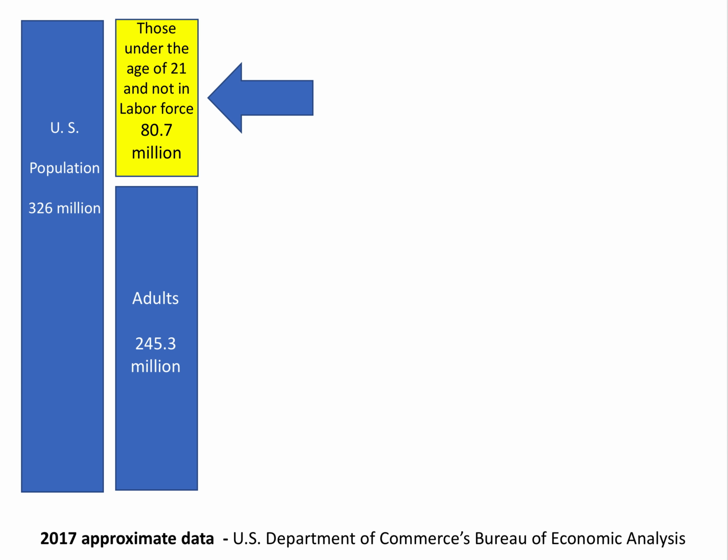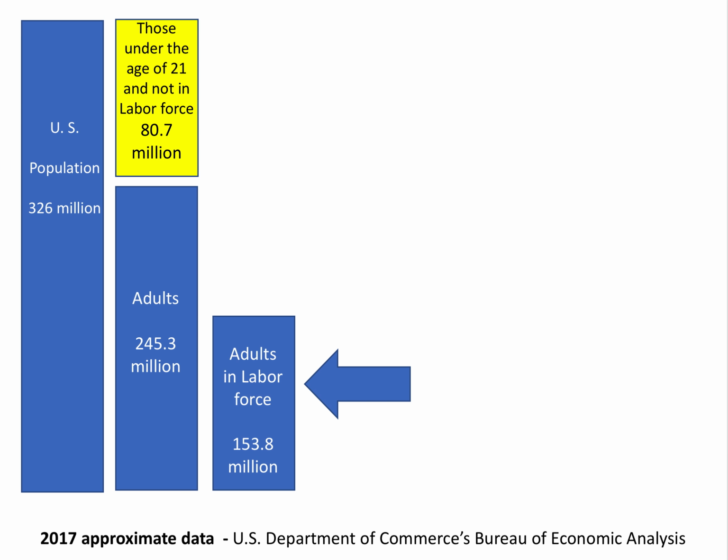That's about 80.7 million people. Now that we look at just the adults, the question is how many of those adults are actually in the labor force? Now remember, we're going to have some people who are counted as adults. They're 21 years of age or older, may be going to college, may be working on a graduate degree, and may not be working.